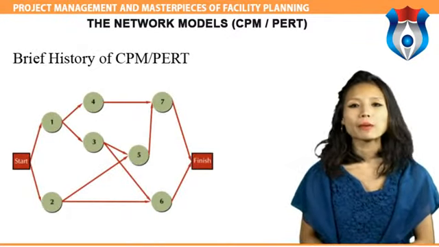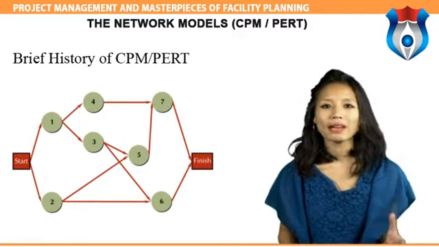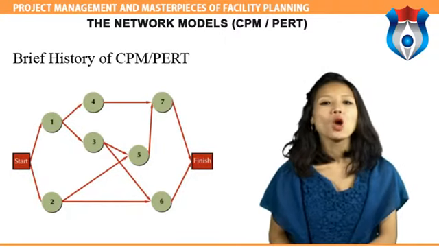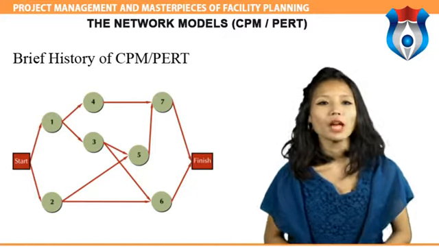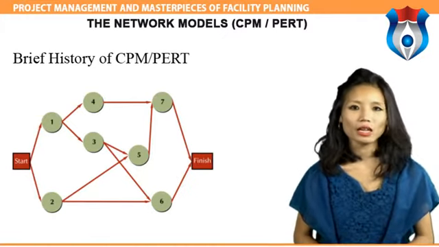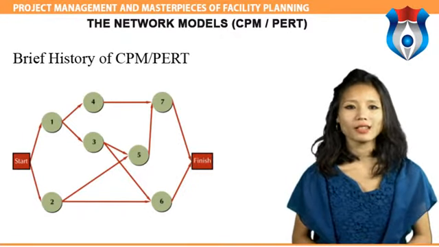Brief history of CPM or PERT. The CPM or PERT, or network analysis as a technique, sometimes called, developed along two parallel streams, one industrial and other military. The CPM was a discovery of M.R. Walker of E.I. DuPont de Nemours and J.E. Kelly of Remington Rand, 1957.